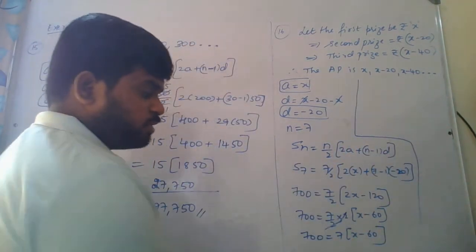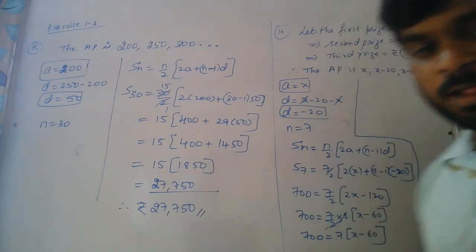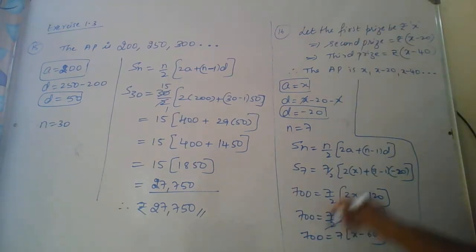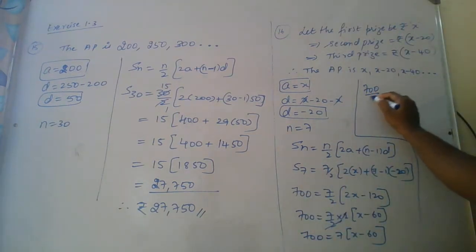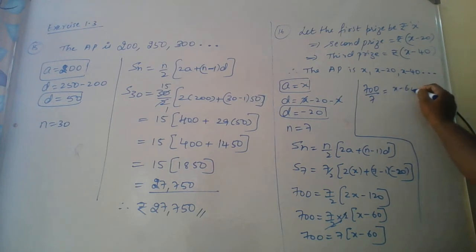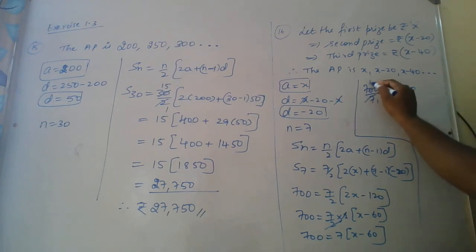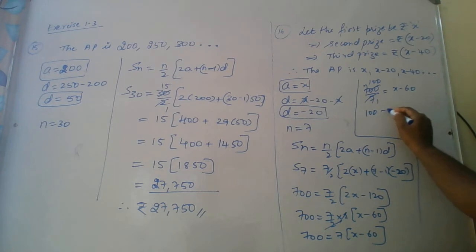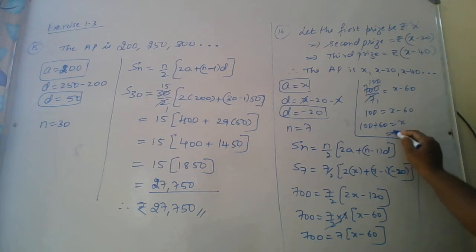Let me continue. The 7 is in multiplication. If it comes to the other side, this will become division. 700 by 7 is equal to X minus 60. So 7 ones are 7, 7 zeros are 0, 700. So 100 is equal to X minus 60. Minus 60 to the other side. It will become plus 60, which implies X is 160.